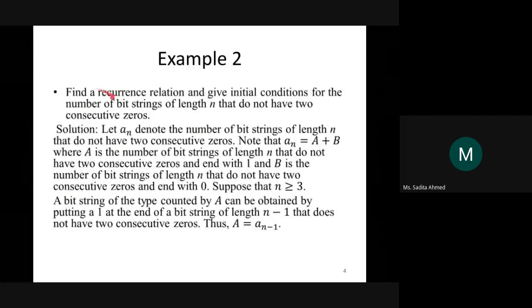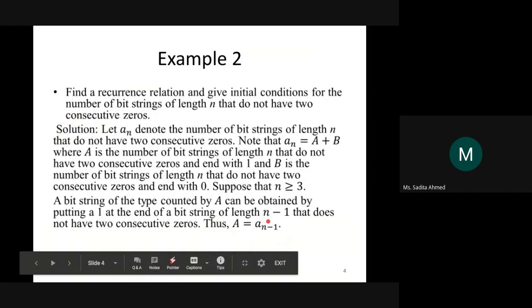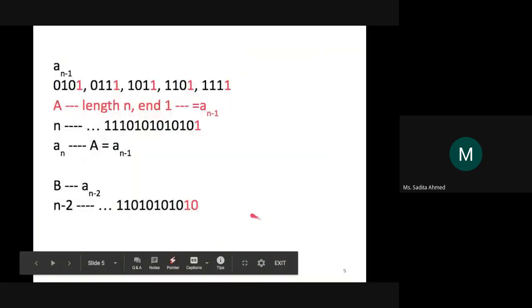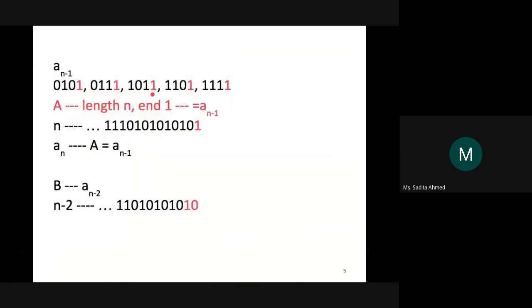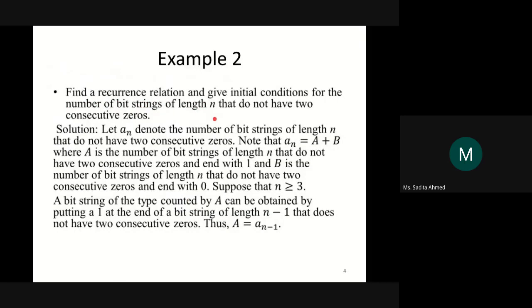So an minus 1 এর মধ্যে যে bit string গুলোকে count করা হচ্ছে, ওই প্রত্যেকটা bit string এর সাথে যদি একটা 1 add করি the count still remains the same. Why? Because যে conditionটা আছে, no 2 consecutive zero, that is not affected by adding this 1. So all those bit strings of length n which do not have 2 consecutive zero and end with 1, the count of that will be the same as an minus 1. All right? এতটুকু পর্যন্ত is everyone with me until this point?